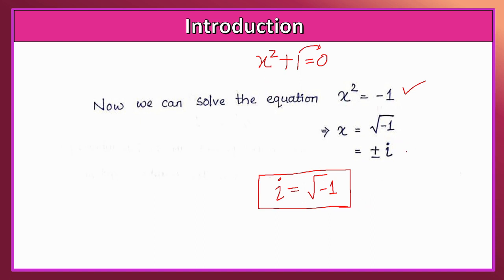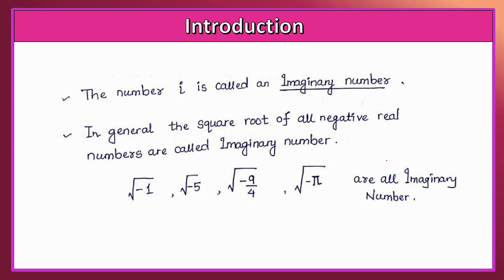So this i is an imaginary number. The number i is called an imaginary number. Here it is written, the number i is called the imaginary number. In general, the square root of all negative real numbers are called imaginary numbers.